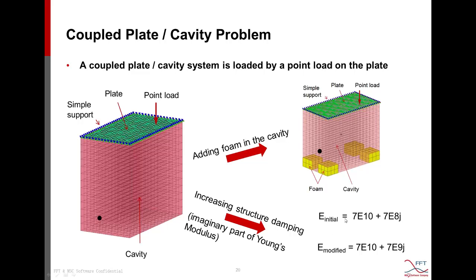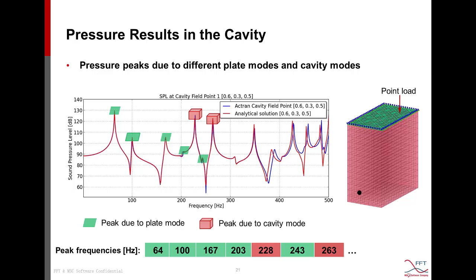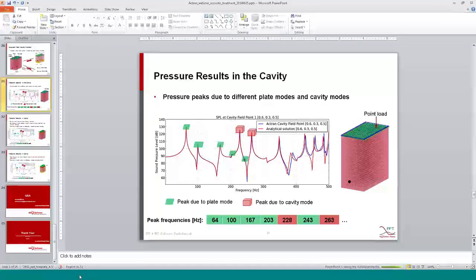Initially we have this Young modulus, with 7 times 10 to the power of 8 at the imaginary part, and now we are changing this 8 to 9. So we amplify the damping by a factor of 10 here. Okay, I will switch to the Actran interface and show you how the model is done in Actran.